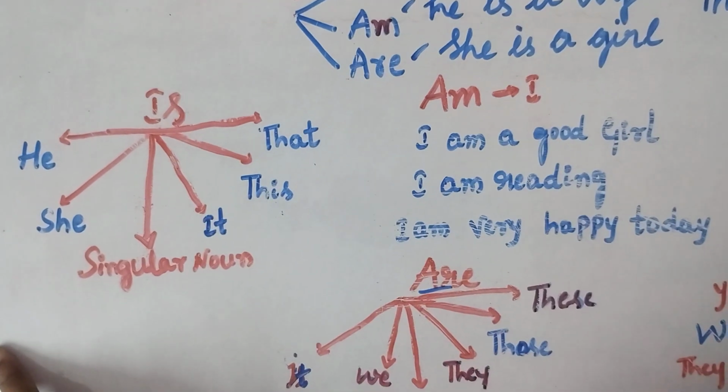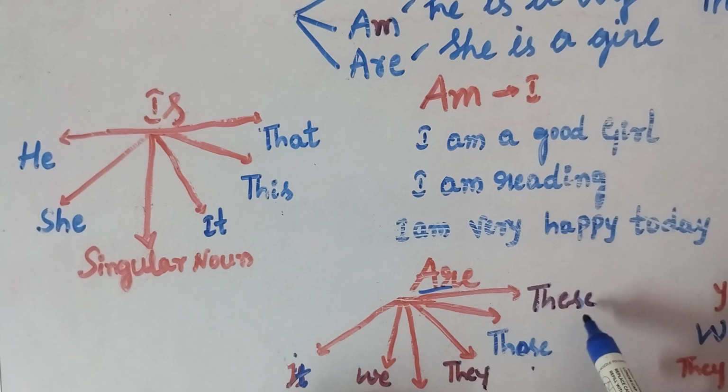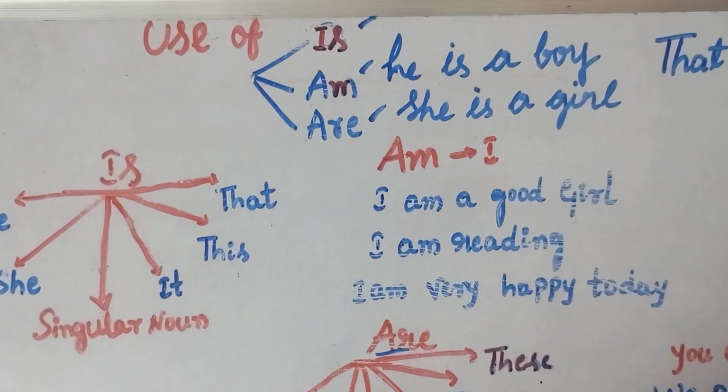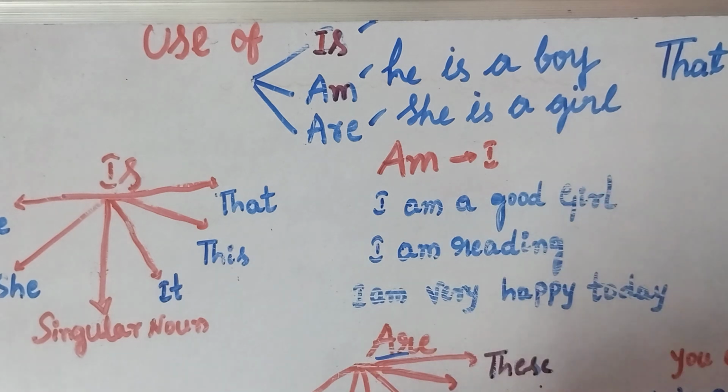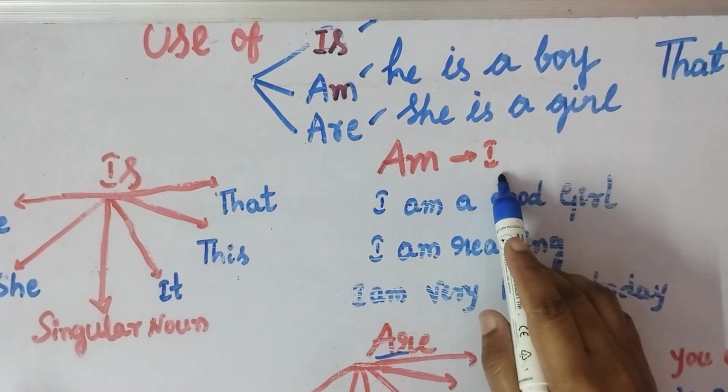So where do we have to use are? Are is used in sentences in the place of a plural noun. That is we, they, those, these. These are the plural nouns. Okay. This is about the use of is, am and are. Okay. Am is used only for I.